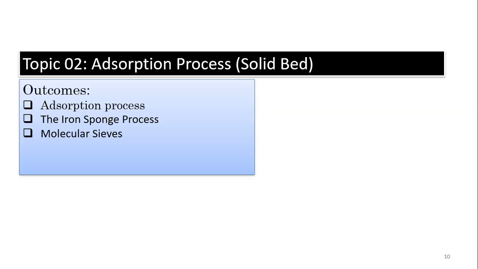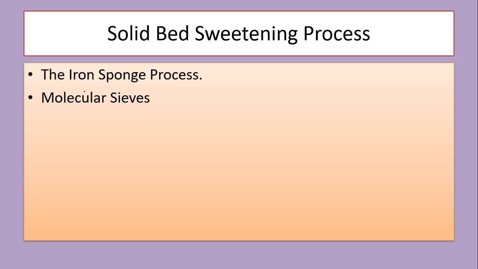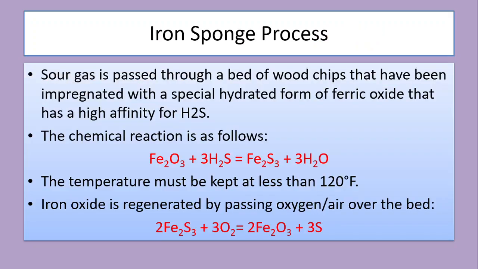In this video, we are going to discuss the adsorption process used in desulfurization, or the adsorption process used in the sweetening processes. The first one is the iron sponge process, and the second is the molecular sieves process. These two processes we will discuss in the category of the solid bed sweetening processes. Now let us look at the first one, that is the iron sponge process.